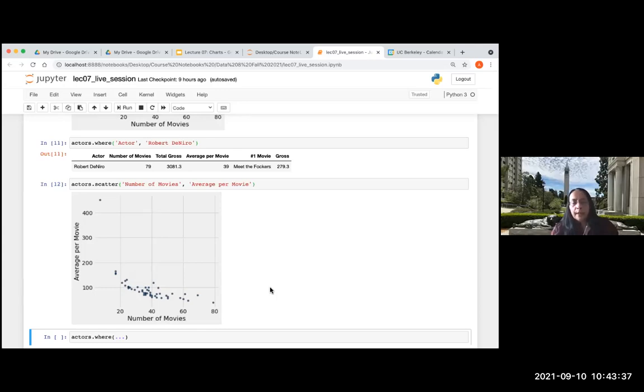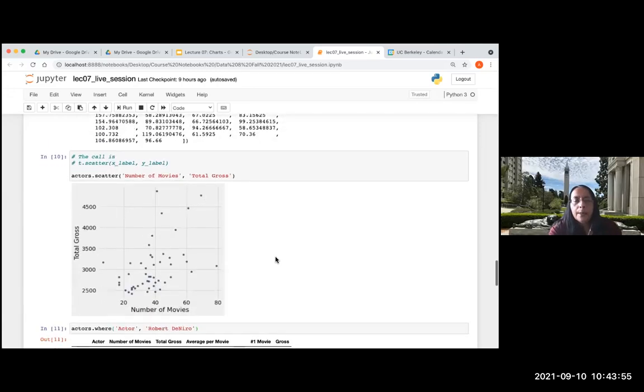So you take a look at this graph. What is it showing you? I think it's showing you that the more movies an actor makes, on average, the less money they make. What do you think? Yeah, it's kind of showing you this is what it's called a negative association.